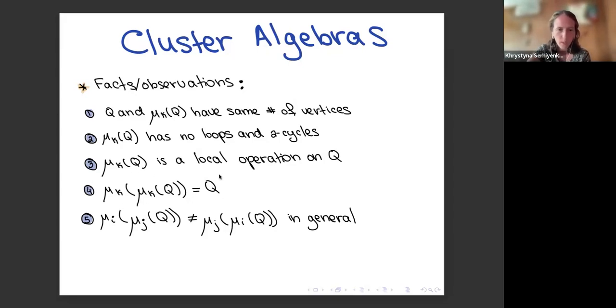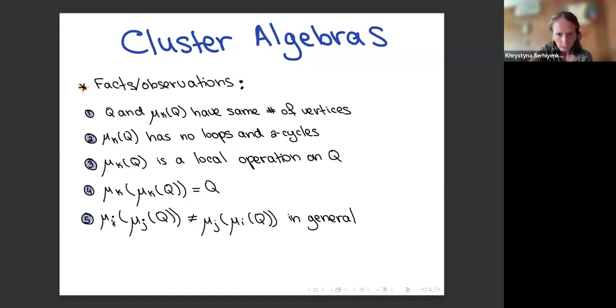So property 4 maybe is not so easy to see, but that's part of one of the homework exercises. It says that if I mutate at vertex k, and then I mutate at vertex k again, so I repeat my operation, I actually get back to the exact same quiver. So this operation actually undoes itself, so that's very nice. We can undo mutations and get back to where we started. So this mutation operation is something in involution. So mutation squared is identity.